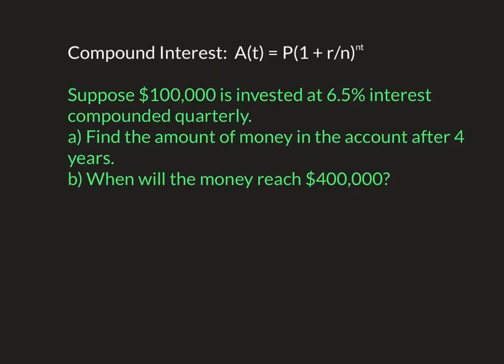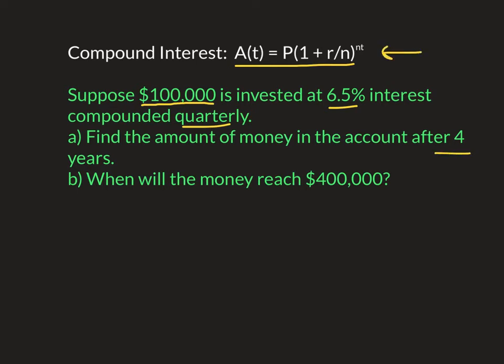All right, compound interest. We're going to work with some money problems today. Compound interest is an awesome thing. It's one of the best things ever invented by man, because your money grows with you doing absolutely nothing. It's an awesome concept, and you can really do well using it if you take advantage of it. Suppose $100,000 is invested at 6.5% interest, compounded quarterly. Find the amount of money in the account after 4 years.